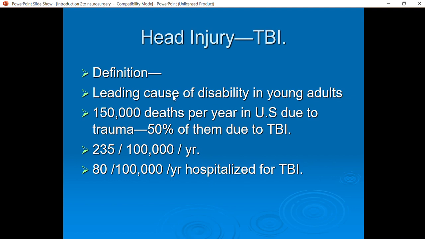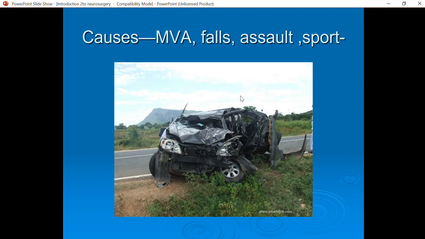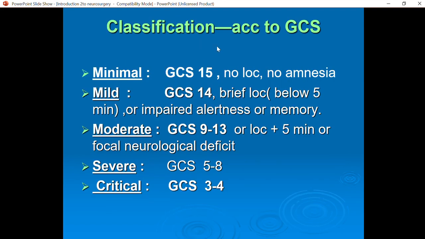Our main talk now is about the head injury. We finished the boring slides about the basics, but as I told you, it's important for understanding. The head injury is basically injury to the skull and the brain tissues. The causes are many. Classification of head injury according to Glasgow Coma Scale: just remember, mild, moderate, and severe. Mild head injury is 14 and 15, moderate head injury between 9 and 13, and severe head injury 8 and below.